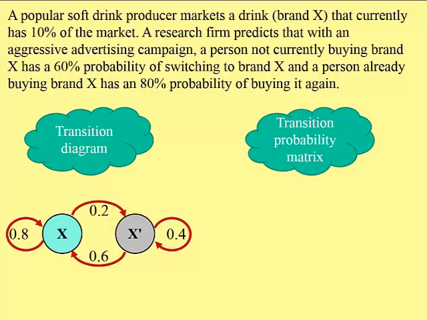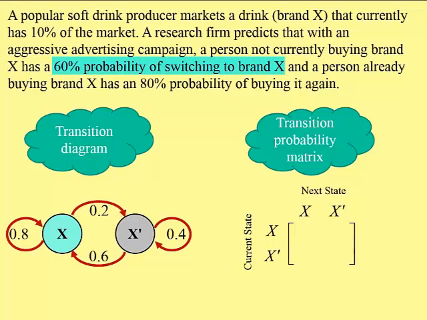We want to learn to write a transition matrix. And here's what our transition matrix would look like. Much like what we did back in Chapter 6, we're going to create a matrix. The rows of the matrix would represent the current state. And we have two states. They either buy brand X or they don't. And the columns will be the next state. They either buy brand X or they don't. And so these numbers are like this.